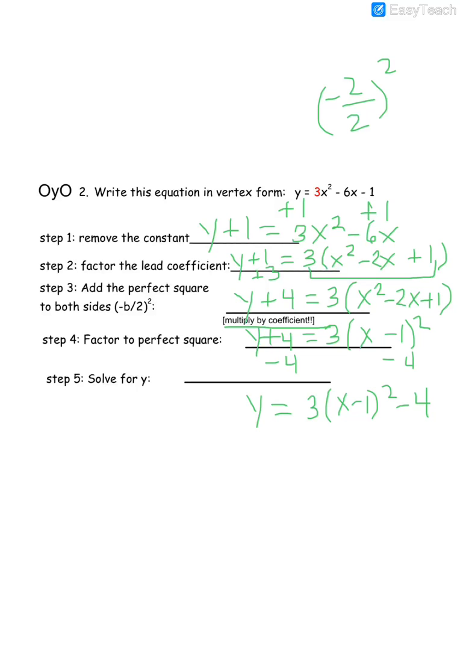The pattern of change, instead of being 1, 3, 5, 7, if it's 3, I'm going to triple that. So it's going to be 3, 9, 15, 21. Let's take a look at the next slide.